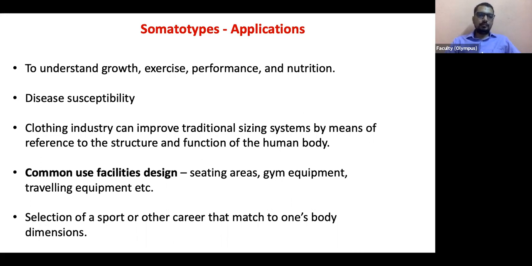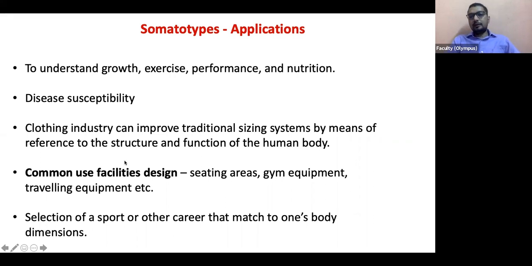Then, the clothing industry can improve traditional sizing systems by reference to the structure and function of the human body. So what about the clothing or textile industry? They can utilize the sizing, how sizing was previously done, and change it as per the current trend and current body types in a given population. To satisfy the requirements of the trend, they can design or redesign, redefine the sizes. Where does that knowledge come from? By taking measurements and classifying people into different somatotypes, thereby knowing the size requirements of the given population.